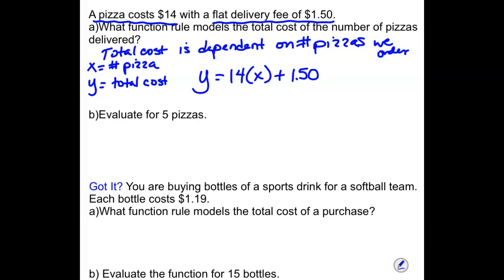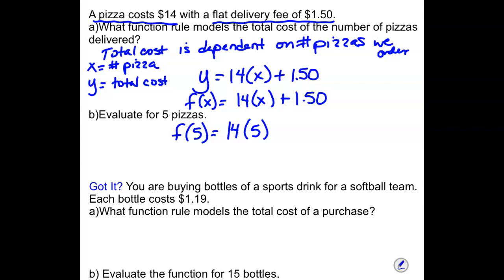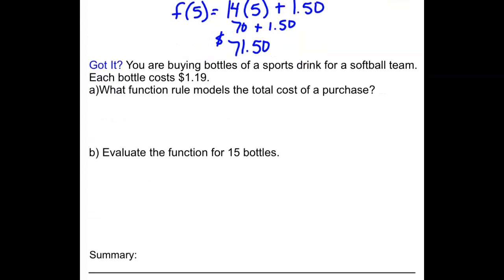Now, we want to write a function rule for this, so I'm going to change that y into f of x. Okay? It's just saying that my function is dependent on x. Okay? So now if I want to evaluate for 5 pizzas, I can say, well, what is f of 5? If I order 5 pizzas, I'm going to plug that in. 14 times 5 would be 70, plus $1.50. We'd be spending $71.50 to buy those pizzas. Okay, go ahead and pause the video for a second and try this last question here.